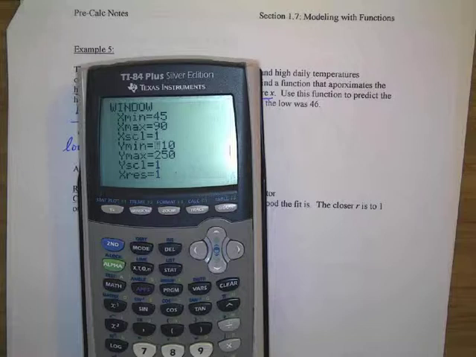I see a 68. I think it's 68. So I want to go to 60. And what's our highest temperature? 106? 110, 115, your choice.